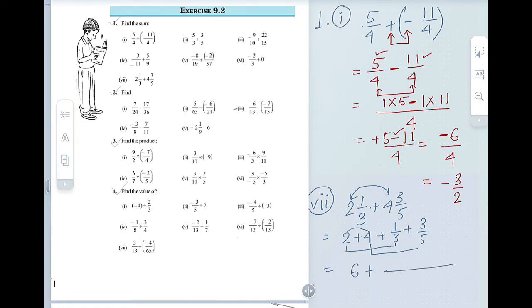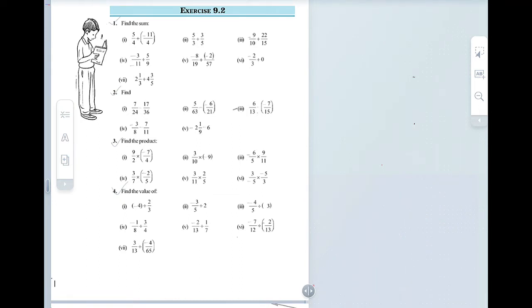How to do this? Very easy. The LCM of 5 and 3 is 15. 3 will divide 15, you will get 5, and the first numerator will be multiplied by 5. Plus, 5 will divide 15, you will get 3. This 3 will be multiplied by the second numerator, that is 3. So it is coming 6 plus 5 plus 9 by 15. It is coming 6 plus 14 by 15, that is 6 whole 14 by 15, that is the answer for the last sum. Let us come to the next one.